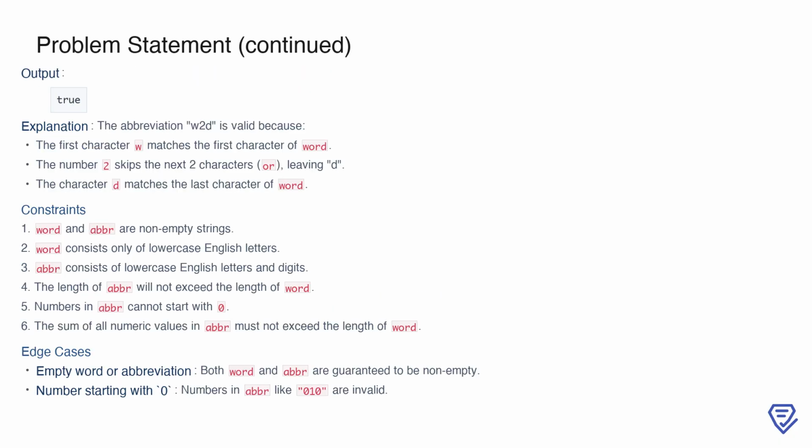Finally, let's look at the example where the word is word and the ABBR is W2D. The output is true because this abbreviation is valid as well. The first character W in ABBR matches the first character of word. The number 2 skips the next 2 characters in word, which are OR, leaving D. The last character D in ABBR matches the last character of word. As all parts of ABBR conform to the rules and align correctly with word, the result is true. These examples show how different abbreviations can be validated based on the rules provided.